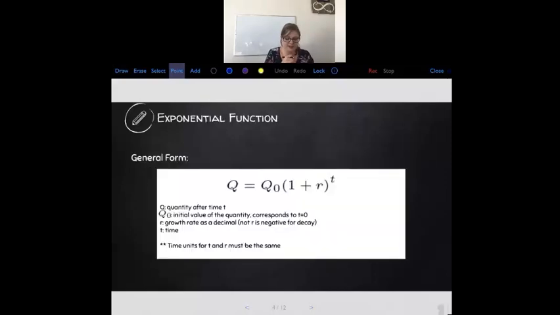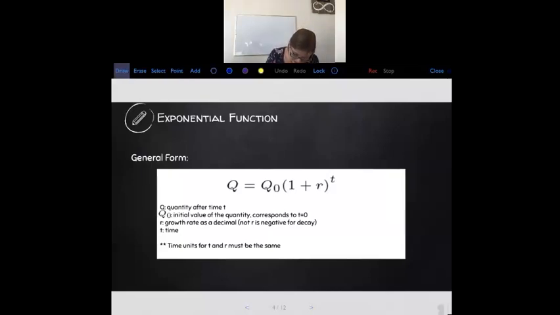For the exponential function, this is the general form. Q is equal to Q naught times 1 plus r raised to the t power, where Q is the quantity after time t. Q naught is the initial value of the quantity, and it needs to correspond to t equals 0. So that's when you start counting or when you start measuring. R is the growth rate as a decimal.